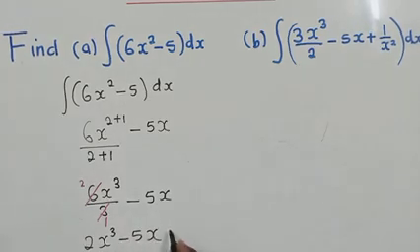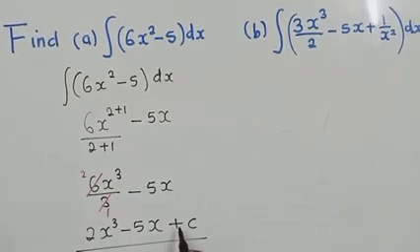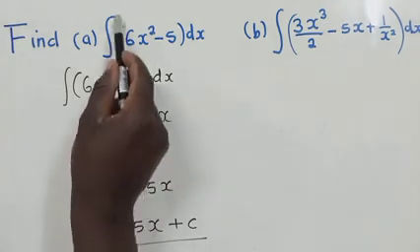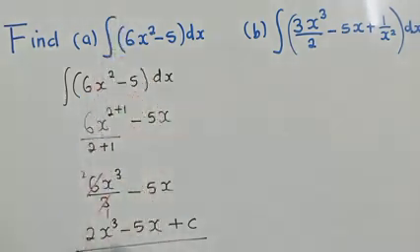To show that this is the integration and there is a constant, we have to say plus c. Always put a c. You can only avoid putting a c if you have the limits here and here. Now there are no numbers here, there are no limits, so you need to put a plus c. So this is how you work out A.